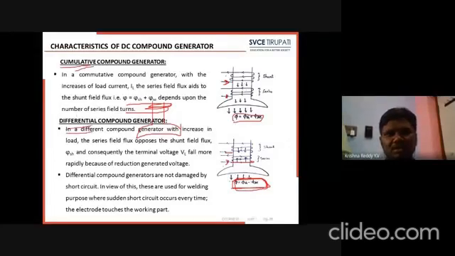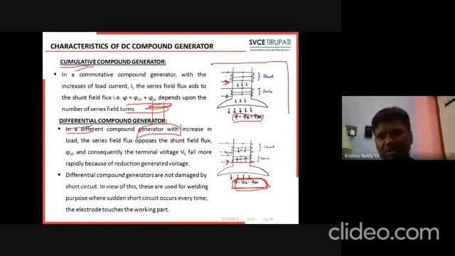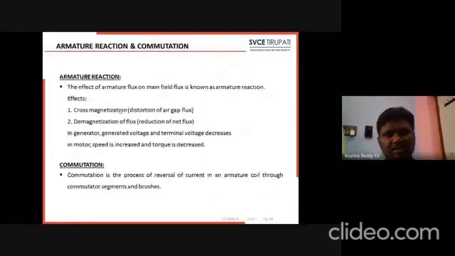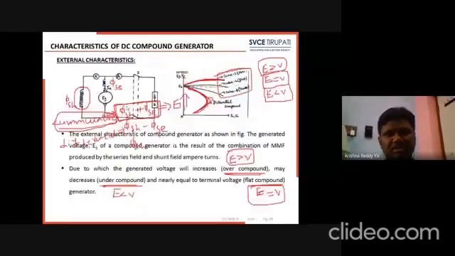In a shunt generator, only the shunt field winding is provided. In a series generator, only the series field winding is provided. It is a compound generator, that's why on the pole core we are placing both shunt field winding and series field winding. Some part of the pole core will be placed with the shunt field winding, and some part of the pole core is placed with the series field winding. This is all about characteristics of DC compound generator and all the generators.